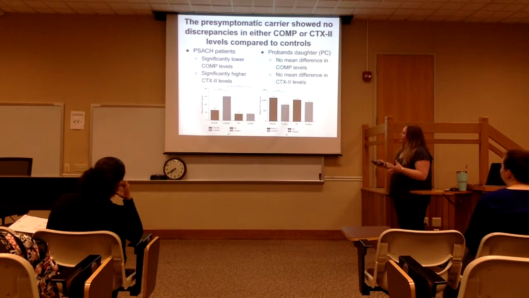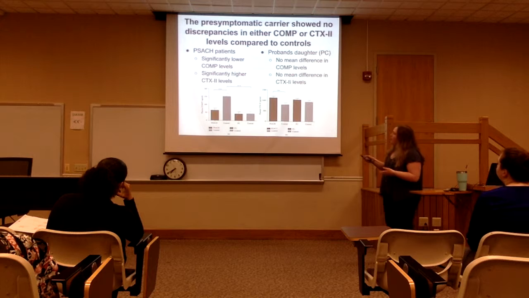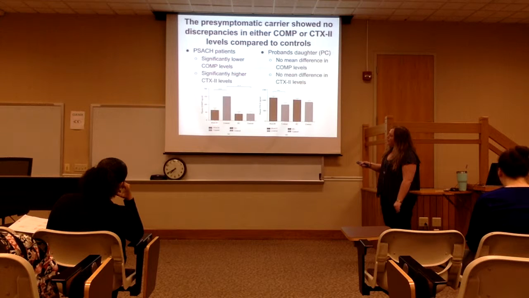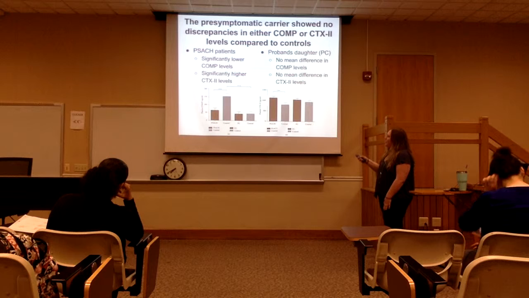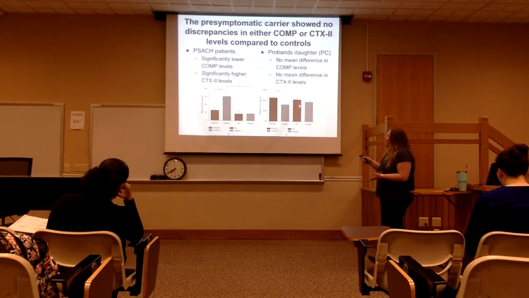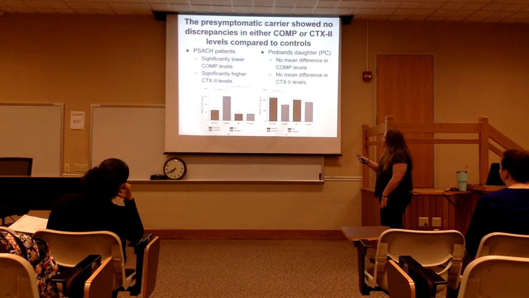This was also shown in these graphs here from that table. You can see here that in the COMP levels, you have the pseudoachondroplasia patients here with lower levels of COMP compared to the control, whereas in the pre-symptomatic carrier and the control, they're relatively the same. And then over here in the table depicting the levels of CTX2, you have higher levels in the pseudoachondroplasia patients compared to that of their control. And while you see a slight rise in the pre-symptomatic carrier, they still are relatively the same.